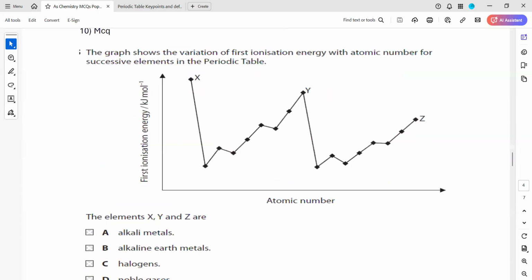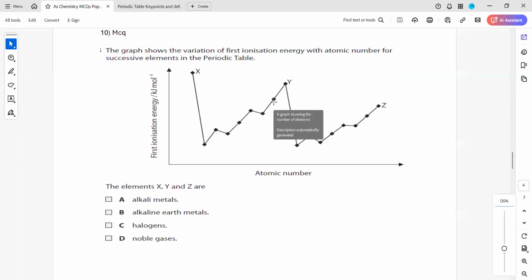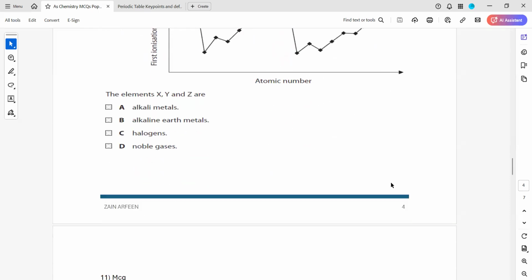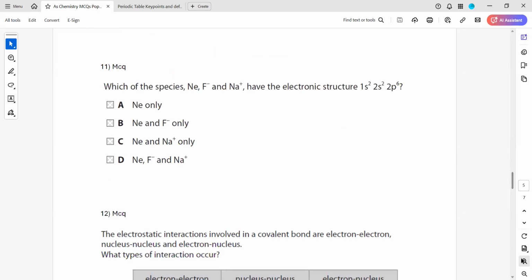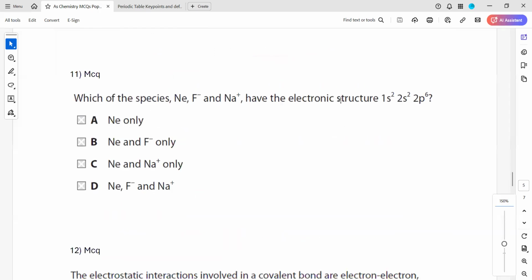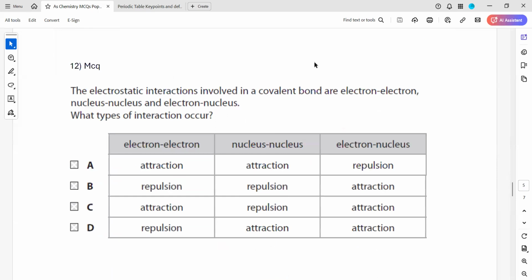Question 10, any doubt? No doubt. Question 10. Question 11. Question 12.